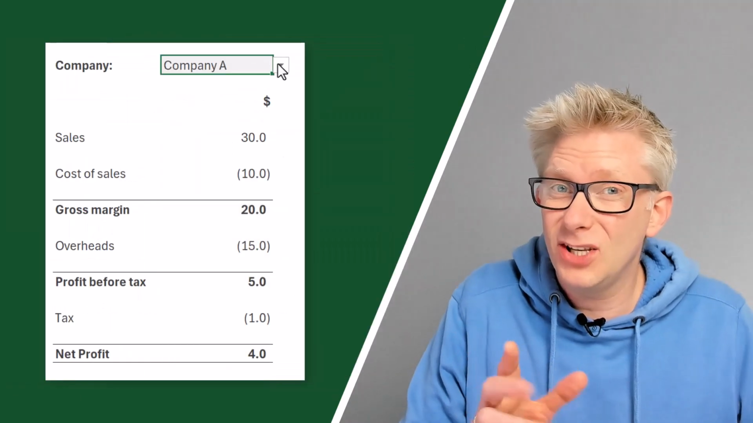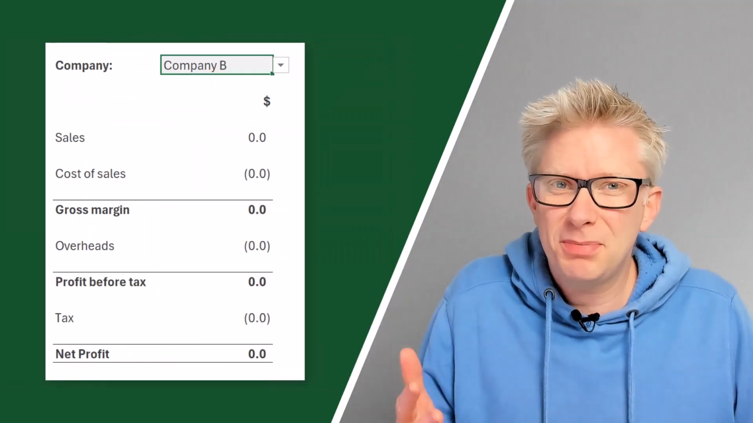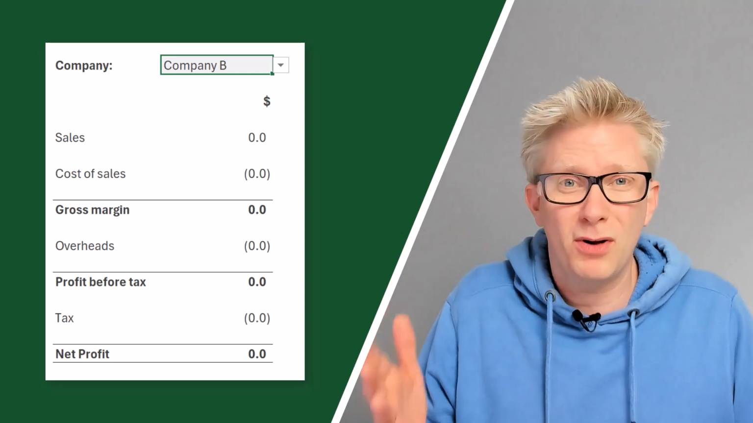The issue then is as soon as you move to company B, it displays 0.0. That's not what we want. We need to display a different number depending on the significance of those numbers. So how can we do that? That's what we're looking at in this video. We've got two ways of looking at it. So if you're ready, let's get started.